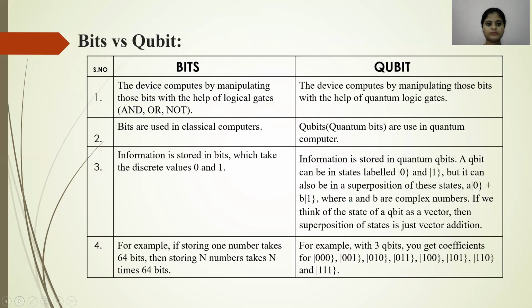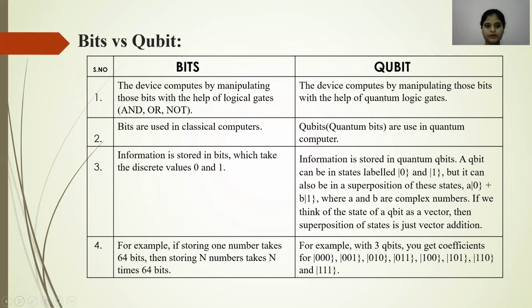Let us know the difference between bits and qubits. Bits. The device computes by manipulating those bits with the help of logical gates like AND gate, OR gate, or NOR gate. Qubits. The device computes by manipulating qubits with the help of quantum logical gates. Bits are used in classical computers, while qubits are used in quantum computers. Information is stored in bits, which take the discrete values 0 and 1. In a qubit, a qubit can be in states labeled 0 and 1, but it can also be in a superposition of these states, a times 0 plus b times 1, where a and b are complex numbers.